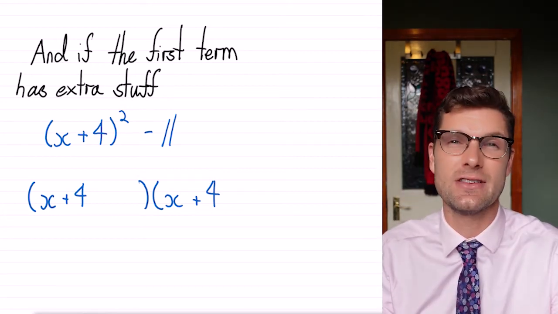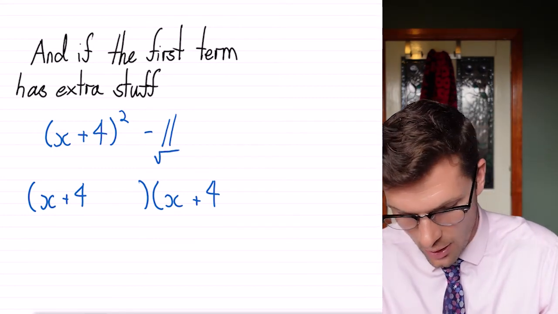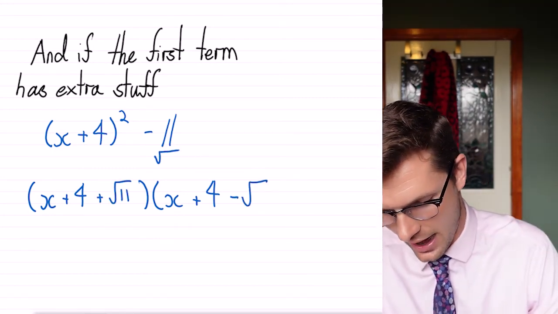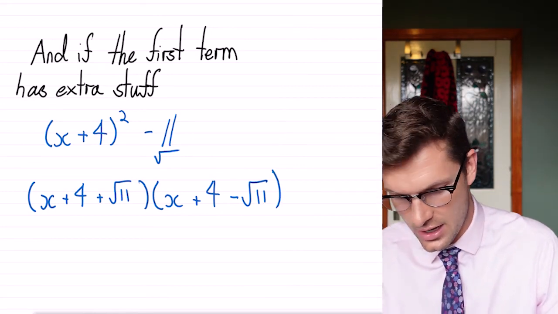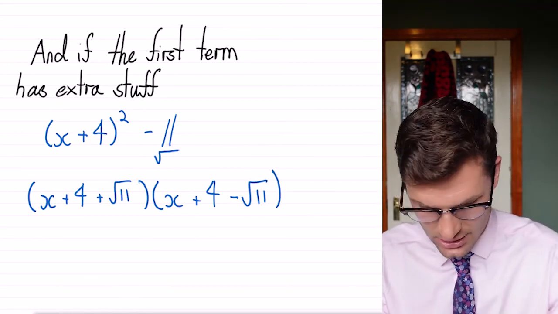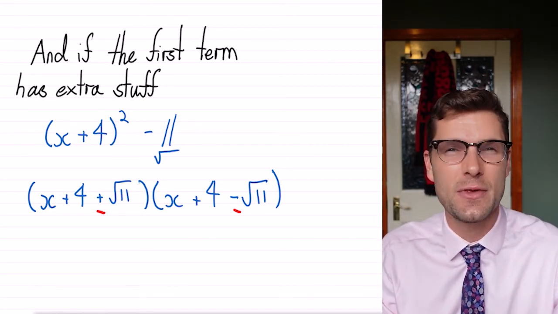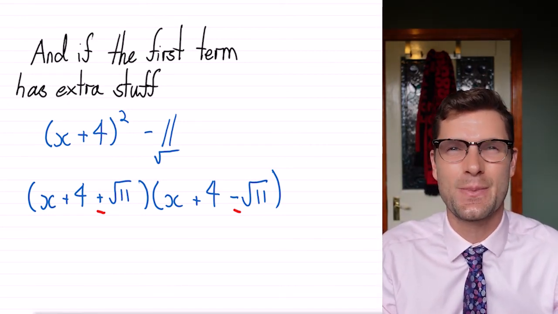Then this time we've got to do the exact same thing that we just did before. We've got square root of 11, so we've got plus root 11 and minus root 11. So again, we've got the exact same brackets, just with one different operator. I hope this made sense, and I'll see you soon.